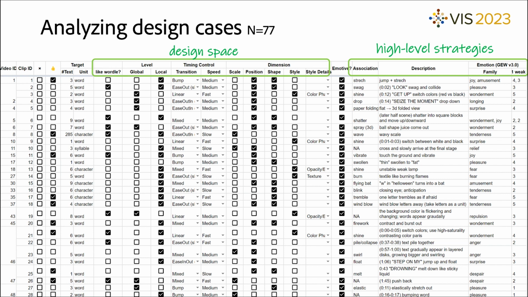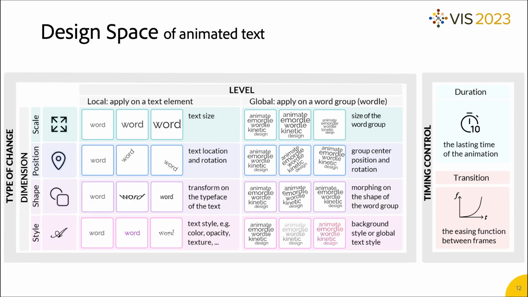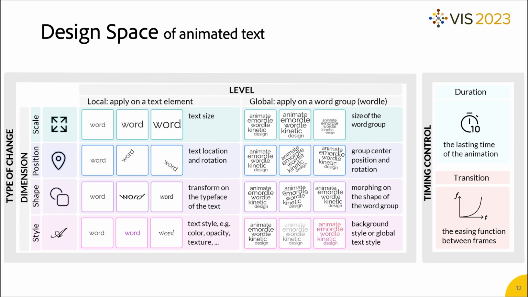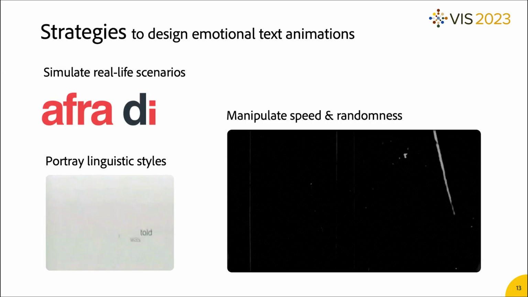We curated a corpus with 77 instances available online and conducted content analysis. And we derive a design space with two levels, local and global changes on text elements, 4 dimensions of changes, including the text scale, its position, deformation of the typeface shape, and the external styles like color, texture, and so on. Time control is also an important dimension concerning the duration of keyframes and the transitions between frames.